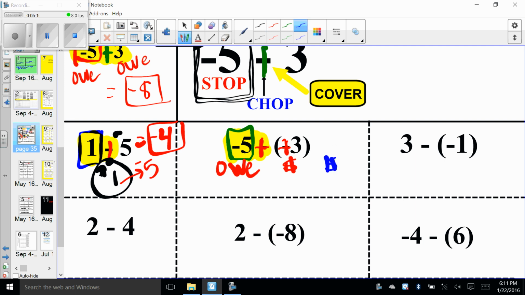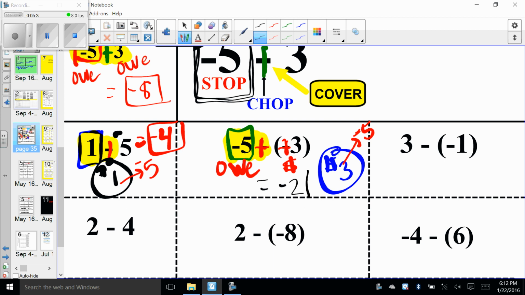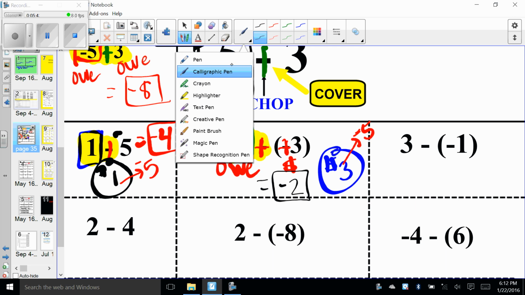So we have this bank. It has 3 in it. Am I able to take $5 out of a bank that has 3 in it? You should be saying, well, no. I could take $3 out, but I cannot take $5 out of that bank. That's not possible. So my answer then would be -$2. All right, guys, let's move on to that next example.